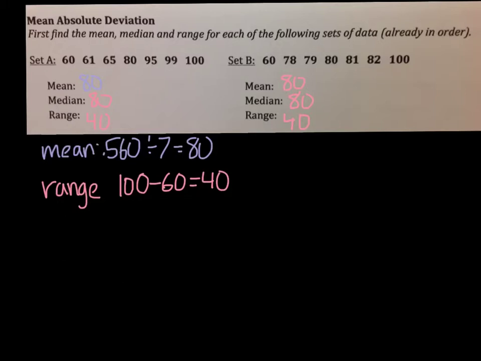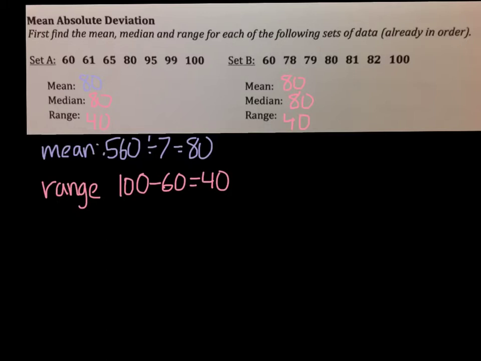So looking at these two data sets, I notice that both my means are the same, my medians are the same, and my range is the same. But I want to look at how they're different. If you look at set A, I have 60 and 61, which are very close together, 65, which is still pretty low, then 80 in the dead center of the minimum and maximum, 95, which is pretty high, and 99, which is almost our maximum. So they're very close to the minimum and maximum.